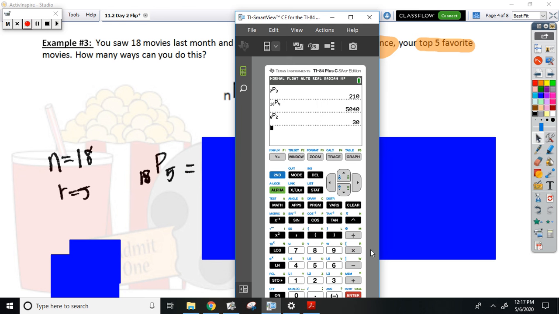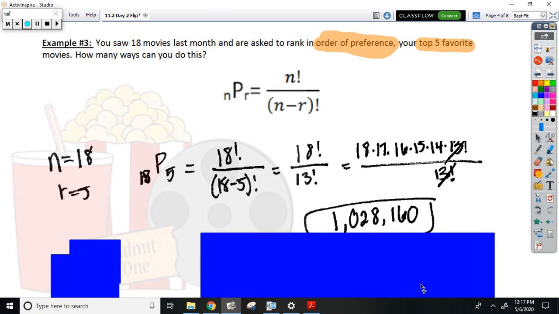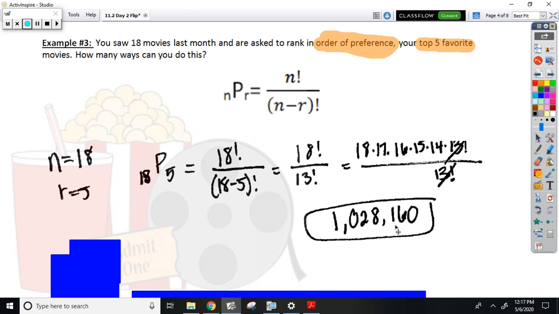Again, you can use the formula if you'd like. Otherwise, we'll use our calculator. 18, math. Over to probability, option 2 and 5. You get a nice big old number. 1,028,160.